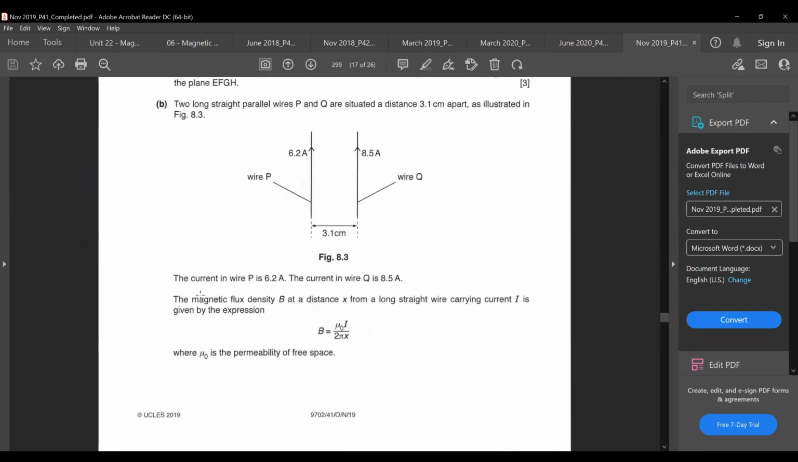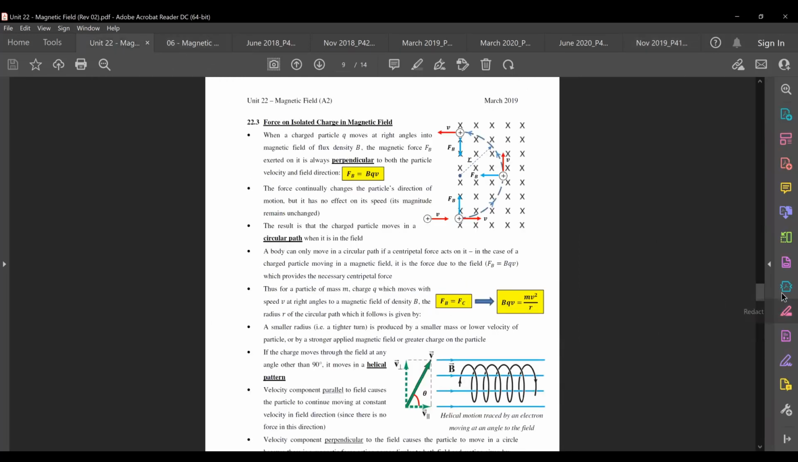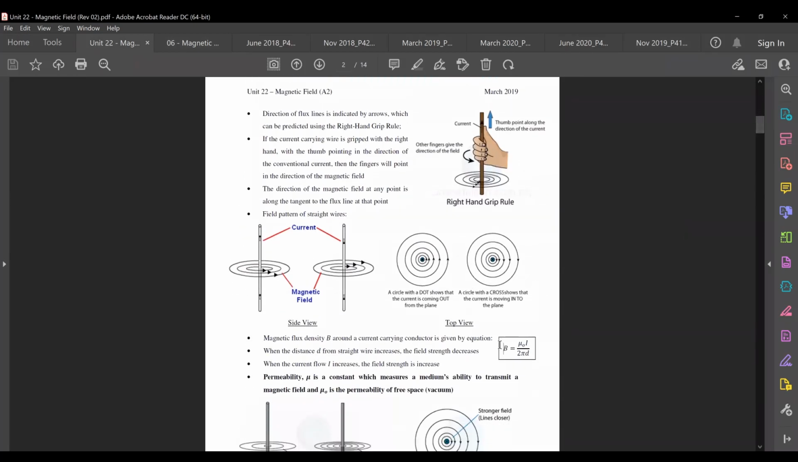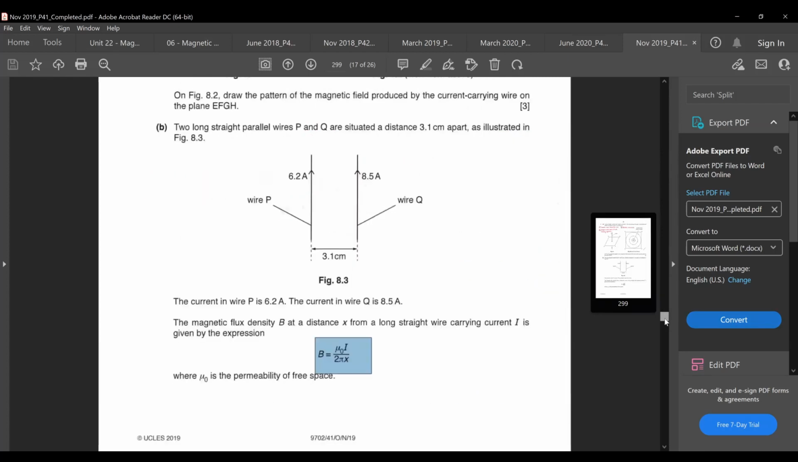They tell you that the magnetic flux density B at distance x from a long straight wire carrying current I is given by this expression, where mu naught is the permeability of free space. So this is the part where I told you earlier, if they want you to use this form of your equation, this equation in page 2, B is equal to mu naught I over 2 pi d, they will specifically give it to you. You don't need to remember the equation itself. They will give it to you.